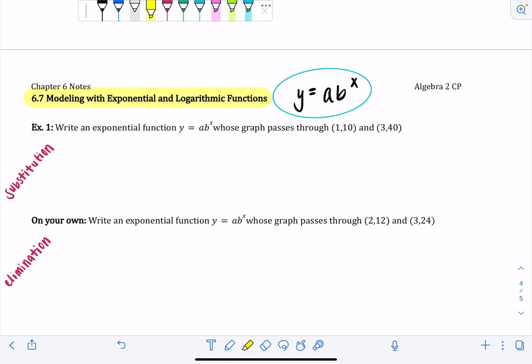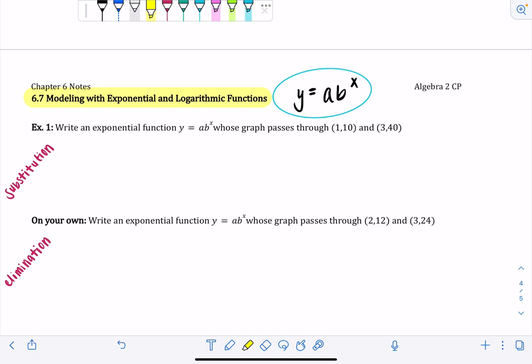6.7 is modeling with exponential and log functions, and there's only one main topic we're going to cover from the section. It's basically how to write exponential functions through given points. We have to do so by setting up a system, and you can solve that system with substitution or elimination. So we'll go over one example of each.